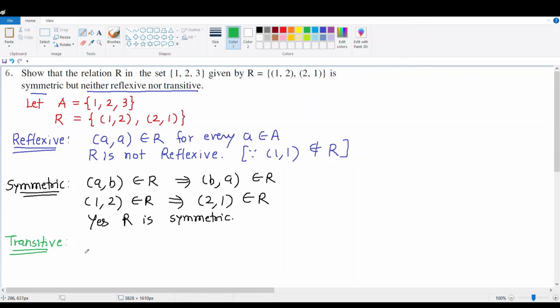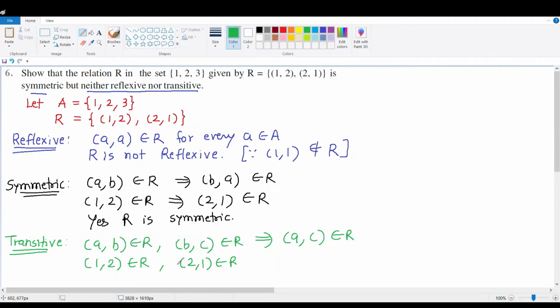Now for transitive, the definition is what? That if you have (A, B) belongs to R and you have (B, C) belongs to R, then you must have (A, C) belongs to R. Now in this case, you got just these two elements. Let's check whether we can use those or not. Okay, yeah, looks like we can. So (A, B) belongs to R. Let's say (1, 2) belongs to R. So we are taking A equals 1, B equals 2, and we got (2, 1) in R. So again B is 2. So yeah, we are doing correct.